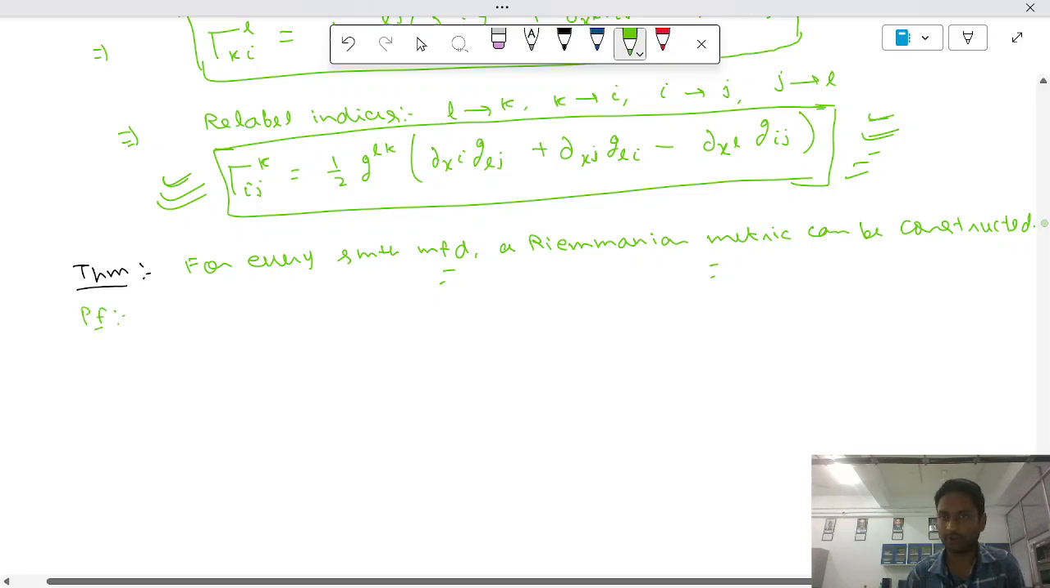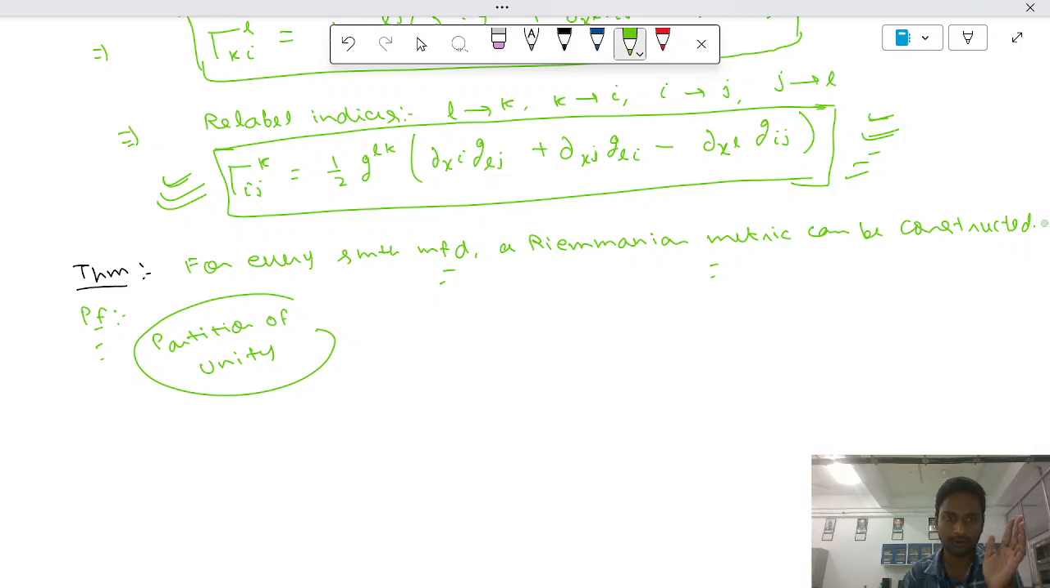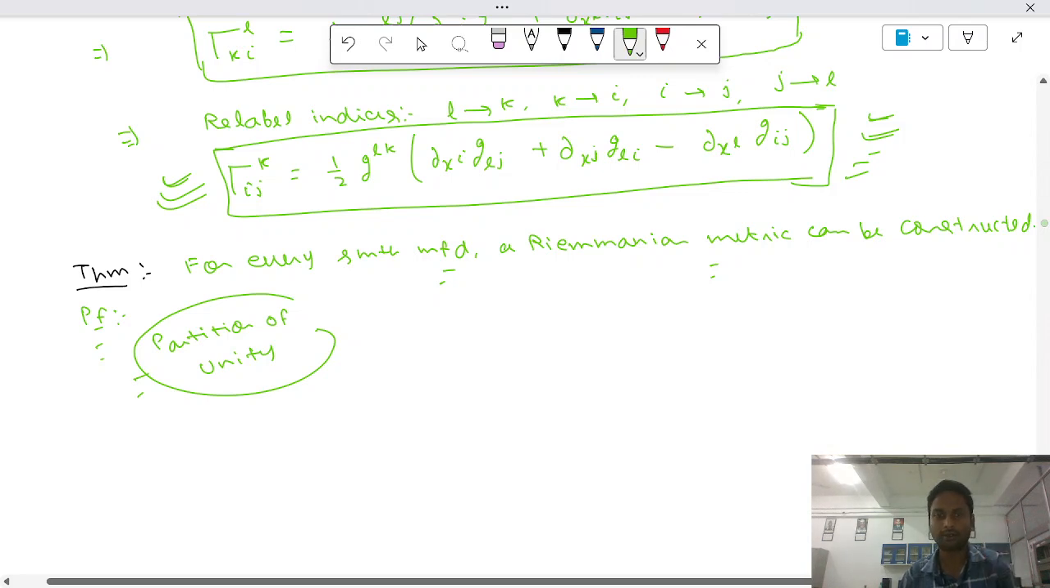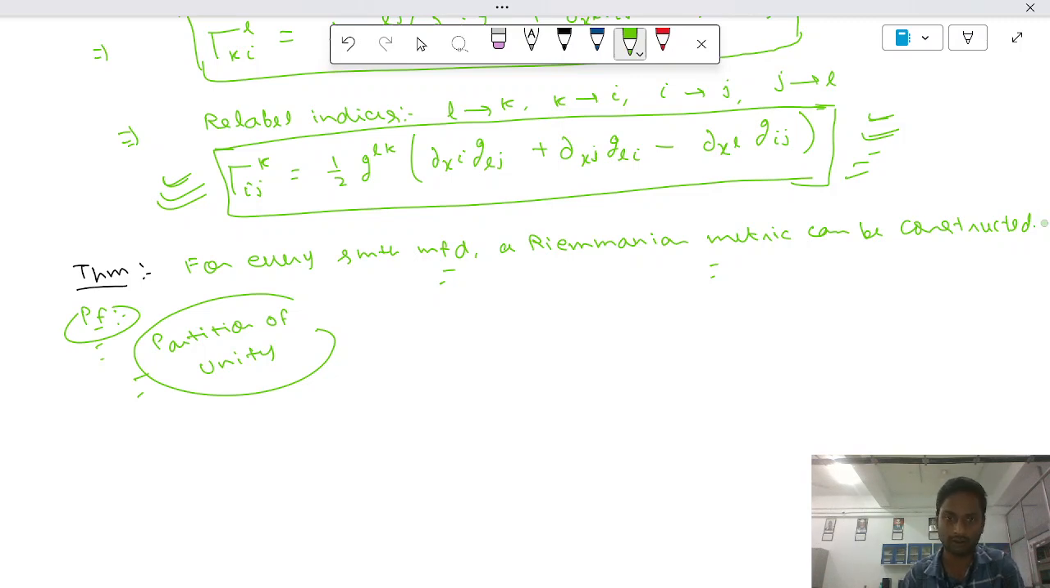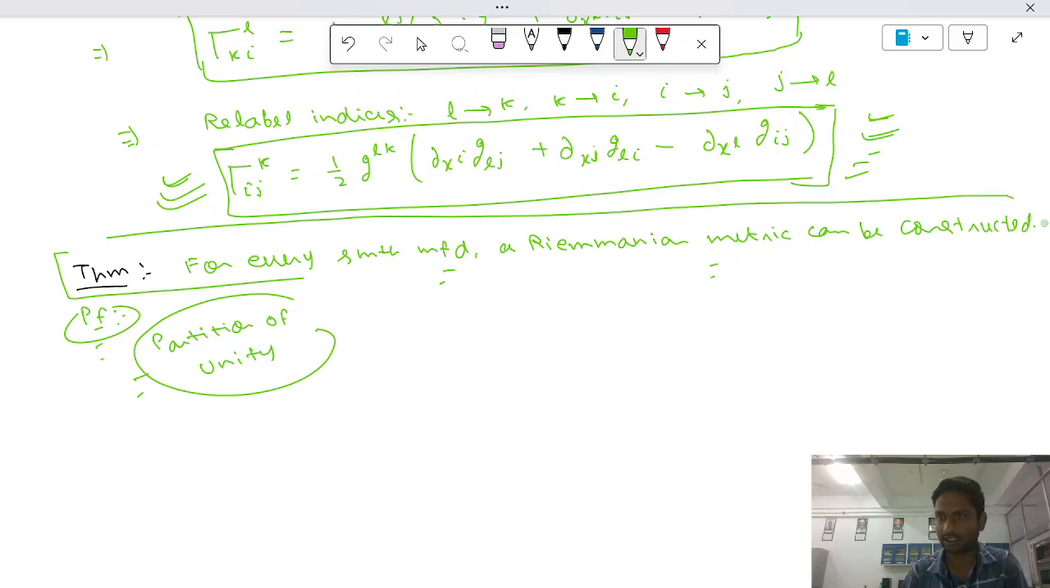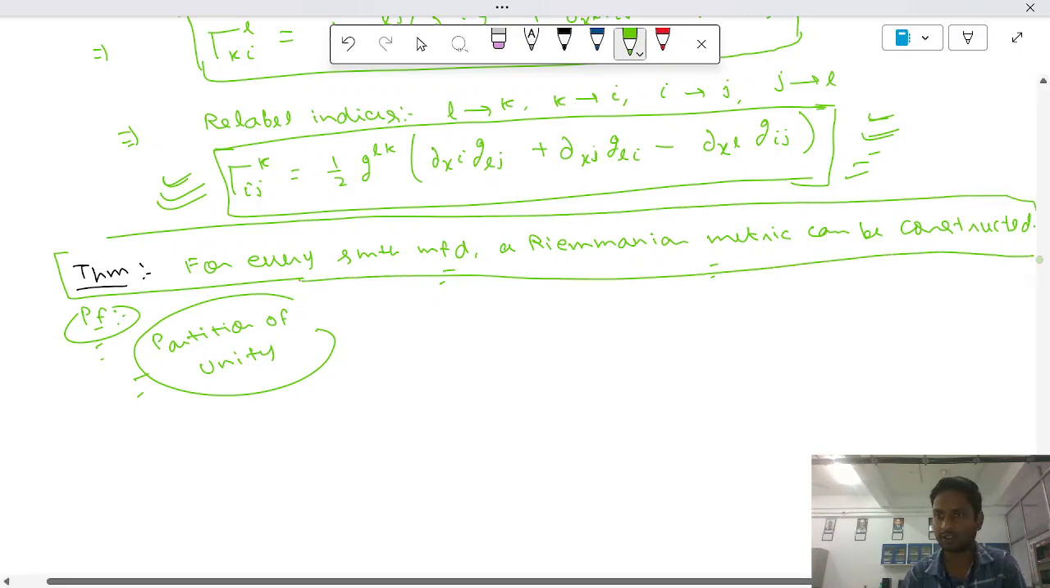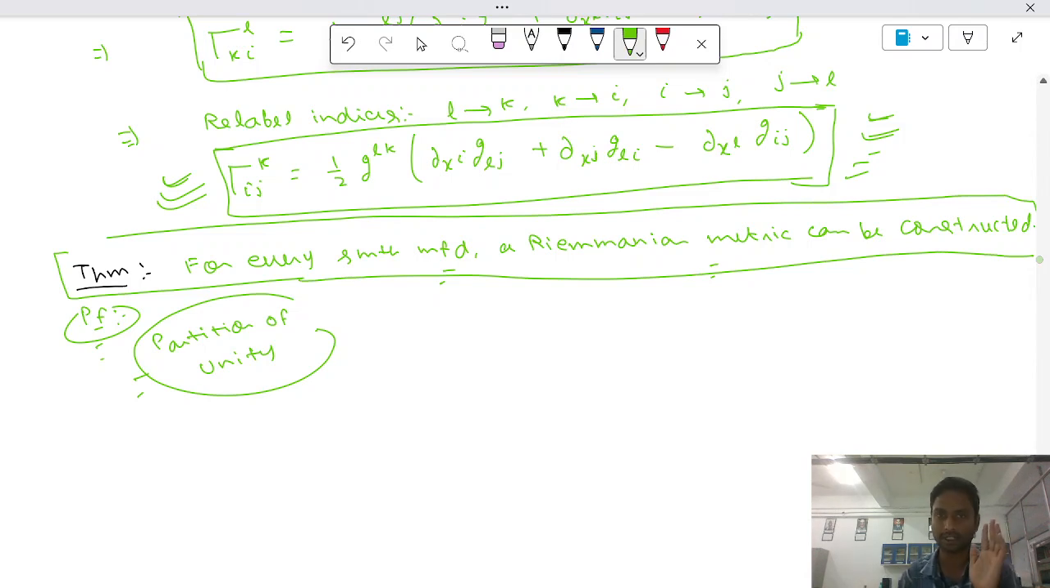I have not done the proof of this because right now I have not explained something called partition of unity. If you are familiar with this topic, you can easily understand the proof of this theorem. It is a very simple proof if you understand partition of unity. And don't worry about other things. If you don't know the proof of this theorem, that doesn't mean that you cannot understand the other things. Just keep in mind, I have told you the statement. If you have the smooth structure on your topological manifold, you can always construct a Riemannian metric.